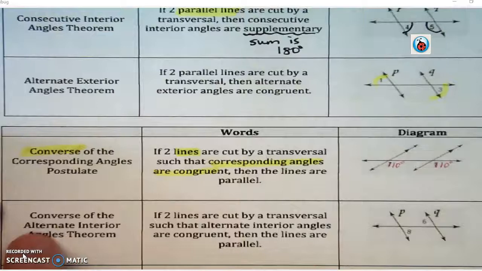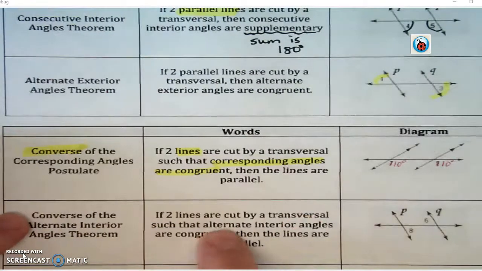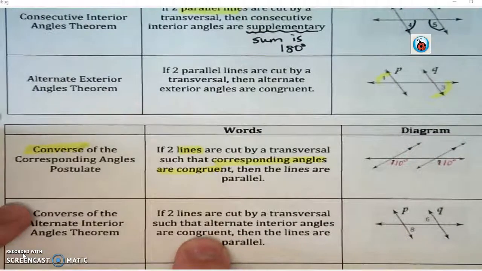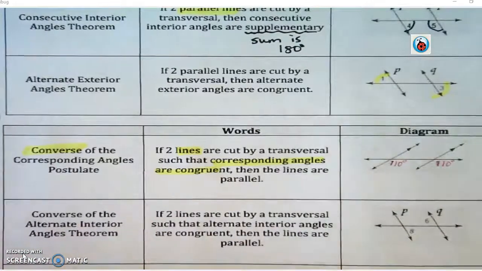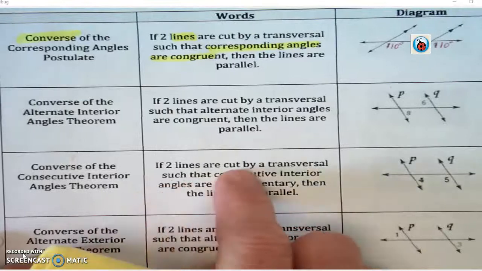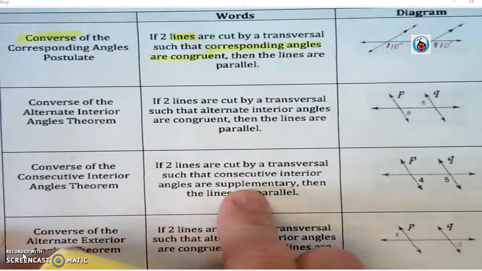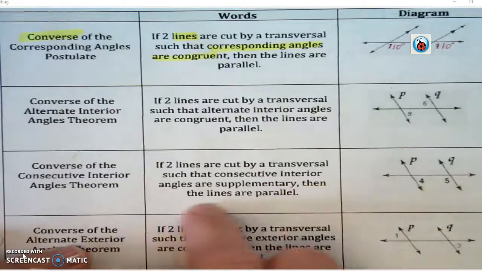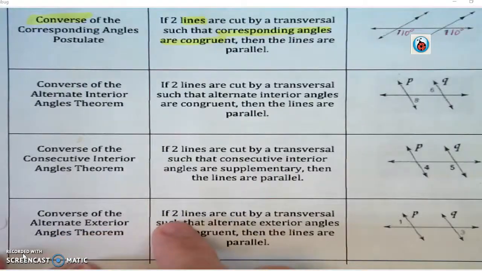The converse of the alternate interior angles theorem says if two lines are cut by a transversal and the alternate interior angles are congruent, then you know the lines are parallel. The converse of the consecutive interior angles theorem: if two lines are cut by a transversal such that consecutive interior angles are supplementary, again adding up to 180, then the lines are parallel. And the converse of the alternate exterior angles theorem: if two lines are cut by a transversal such that the alternate exterior angles are congruent, then you know the lines are parallel.